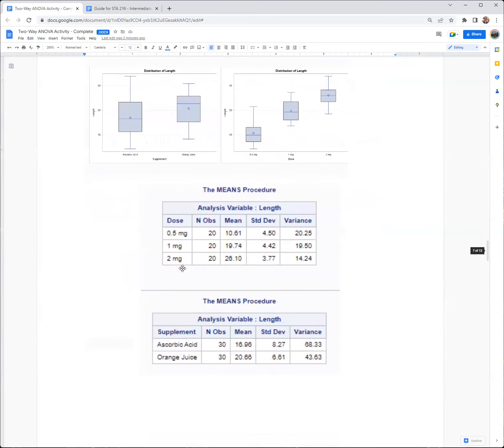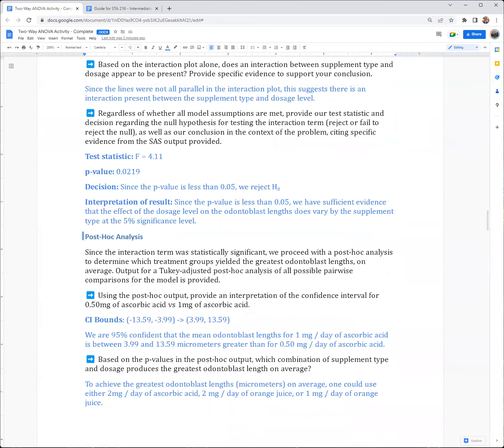So that's it for two-way ANOVA. That's the last part that we'll look at here. And that concludes this activity.